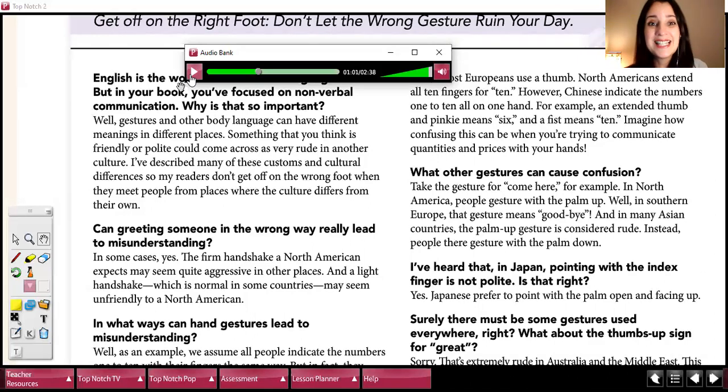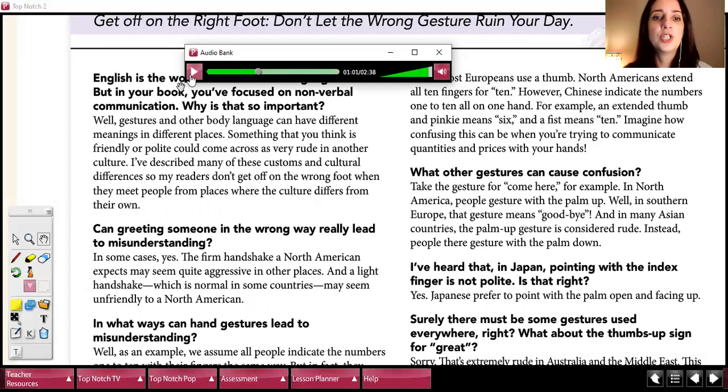So in some cases, yes. Pay attention to this pronunciation, cases, cases. We don't say cases with a Z, okay? The sound is not Z, it is S, the sound of S, case, base, house, mouse. Remember that? Okay, so in some cases, yes.